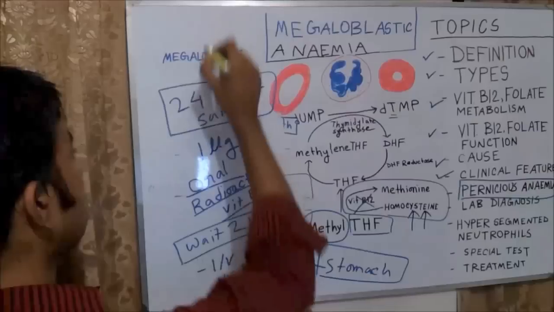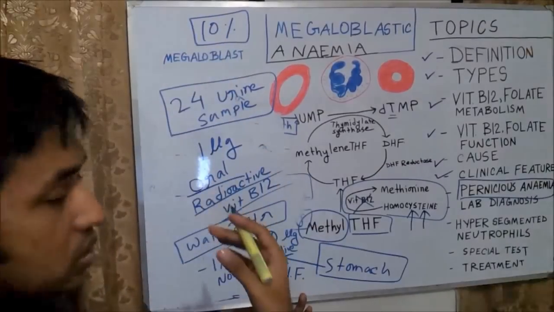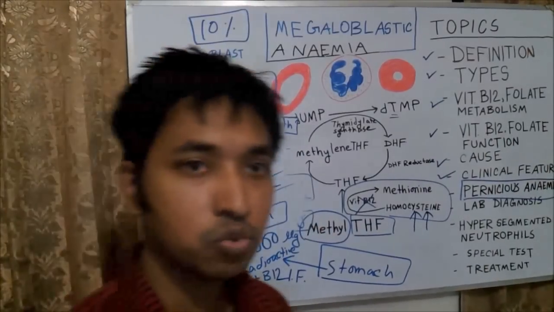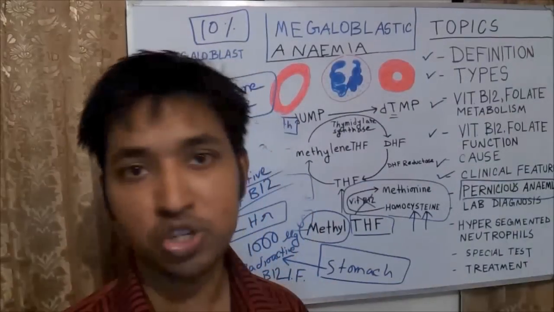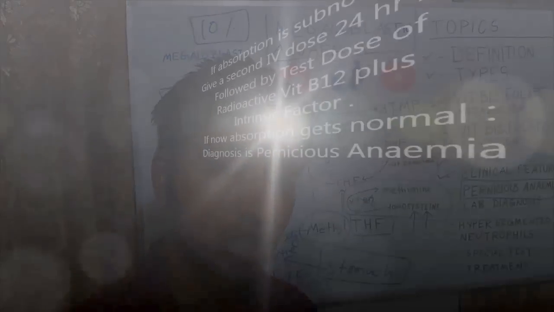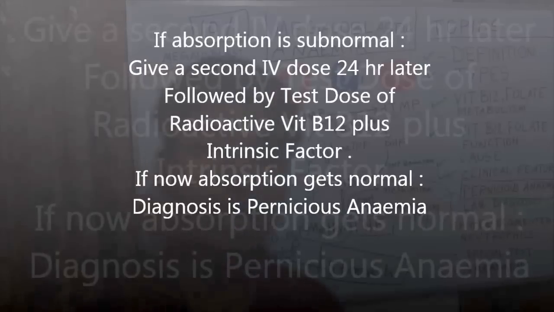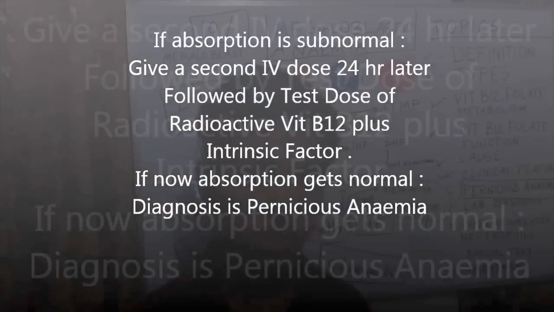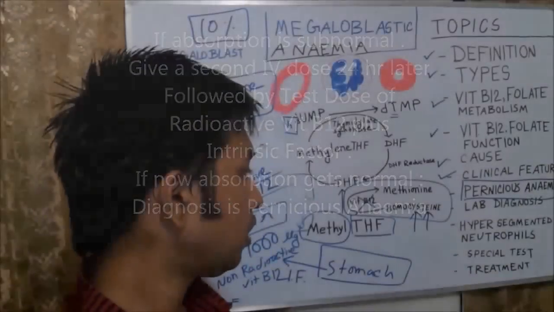Now remember, normal is 10%. If we see 10% vitamin B12 in the urine sample of a patient, then we can say that that patient's absorptive capability for vitamin B12 is alright. Then surely if that patient has vitamin B12 deficiency, that is probably due to inadequate dietary intake. Okay, but if that is less than 10%, then we have to suspect there is some problem in absorption of vitamin B12. Okay, so that's an important thing you have to keep in your mind.